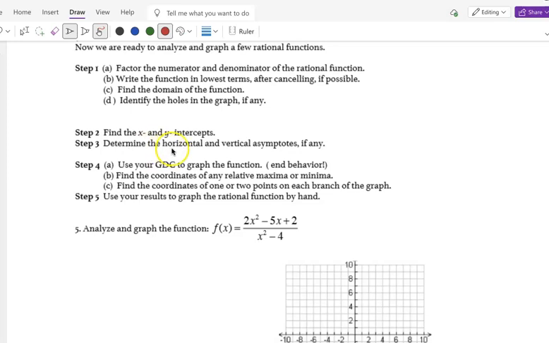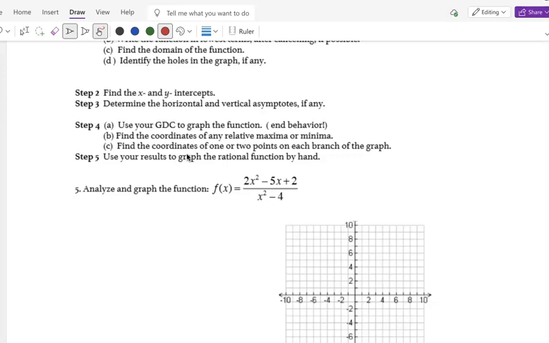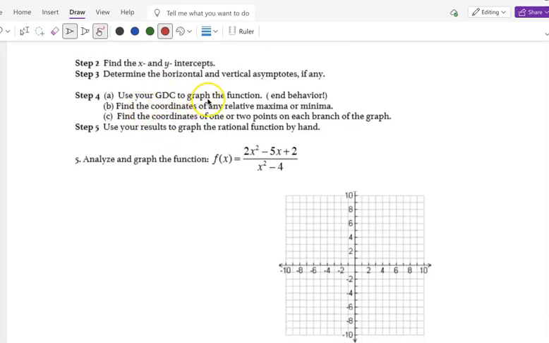Determine the horizontal and vertical asymptotes, if any. To find the vertical asymptote, set the denominator equal to 0. This time I'm not making that mistake. Use your GDC to graph the function and check its behavior. Find the coordinates of the relative maxima or minima, if there are any. Find the coordinates of 1 or 2 points on each branch of the graph.